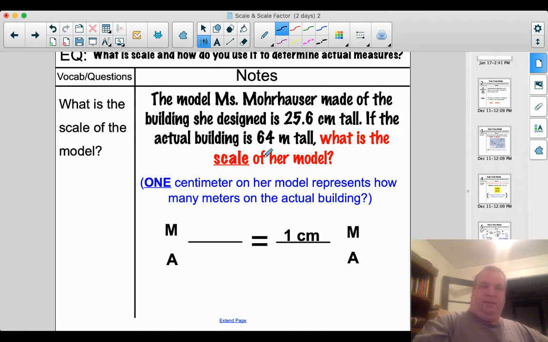Given the measurements we have, we know the model is 25.6 centimeters tall. So I can fill that in for the model length, 25.6 centimeters. I know that means it's 64 meters in real life. Okay, so here's my ratio from the measurement. Remember, my units are going to be the same. So if this is centimeters, this is going to be something in meters. This is the thing that I don't know, so this is what I'm trying to solve. Again, I can do that by cross multiplying like I always do.